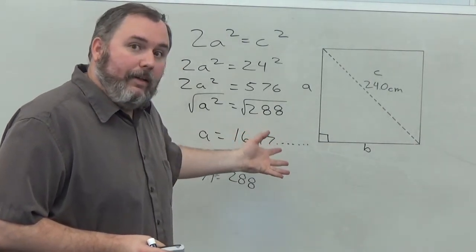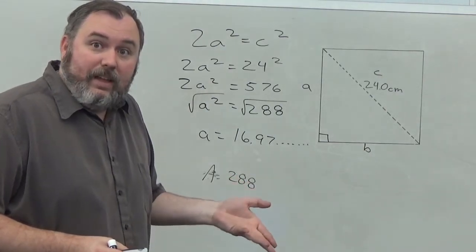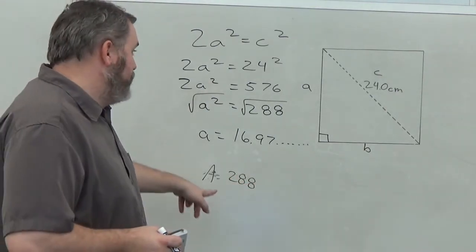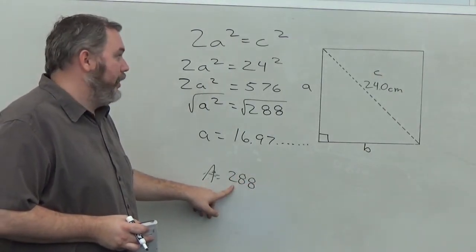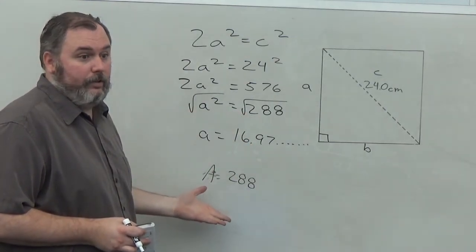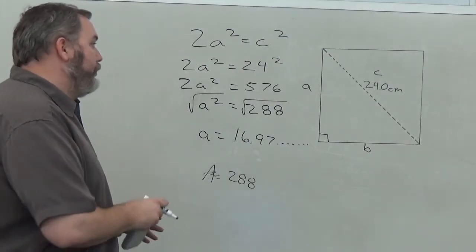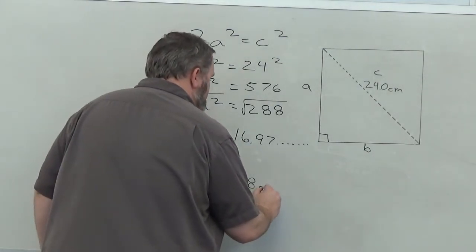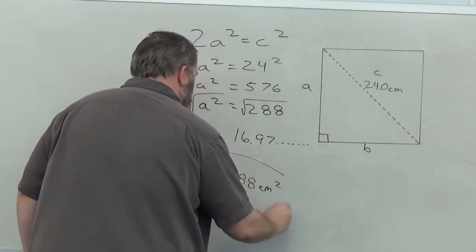And when I multiply those two, and since I'm doing the same thing, it's really squaring it, I just happen to get 288. Isn't that interesting? We didn't even really have to do that step if we wanted to. So ultimately, the area for this is 288 centimeters square.